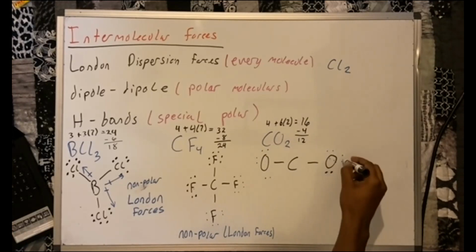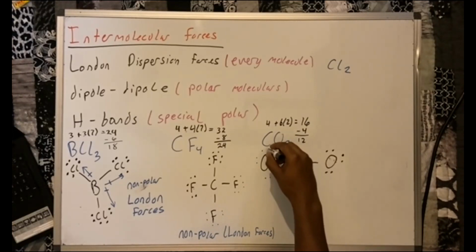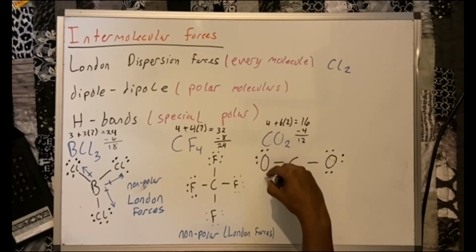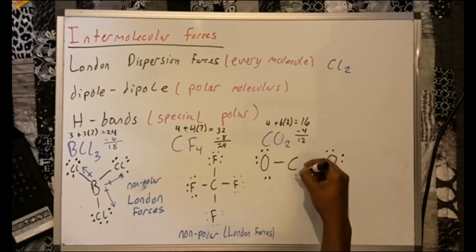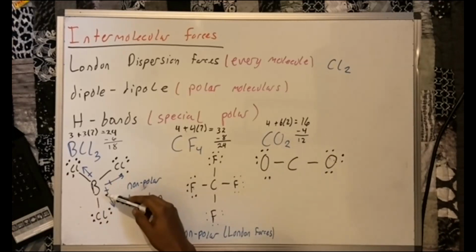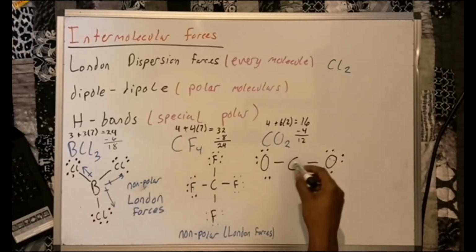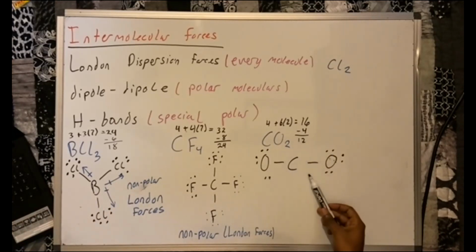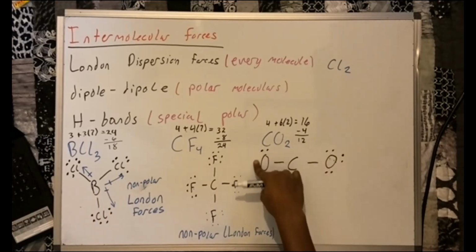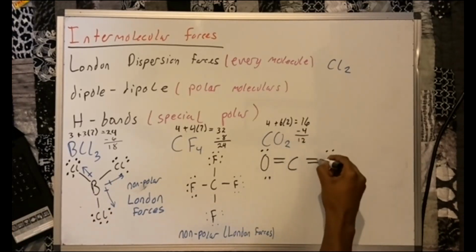Right, that might be your initial guess on how this thing looks. But then you see that carbon doesn't have 8. Carbon likes to have 8 around it. Boron is weird. Boron only likes to have 6, but most of the time, atoms like to have 8 around them. So carbon in this structure doesn't have 8. So we need to move some of these lone pairs and make them bonds.